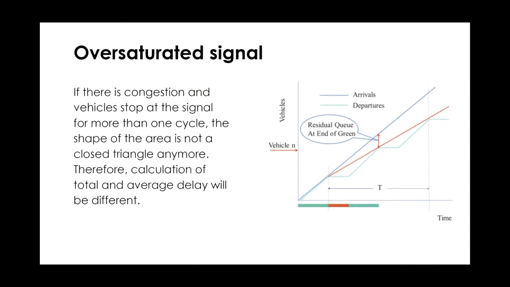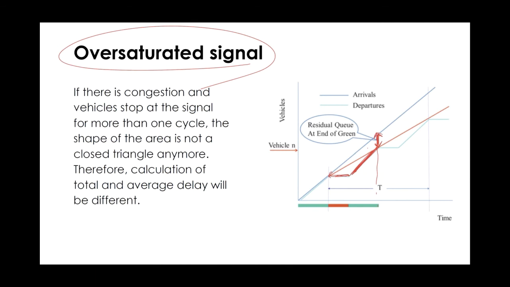But if the green time is not enough, or maybe the demand is so high that the queue will not dissipate within the available green time, we call that an oversaturated signal. So look, this is the departure curve, this is the arrival curve, the green time finished, but they did not intersect. If it was an undersaturated signal, we would have done it this way. But because the departure curve is not intersecting the arrival curve, there is this little part which is called residual queue that is left.